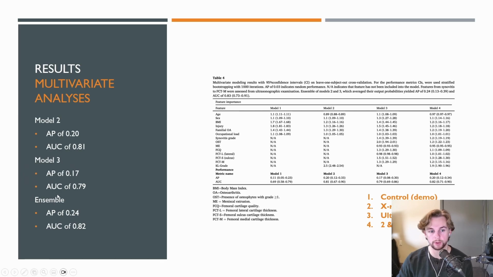And then the ensemble of models 2 and 3, so the model built of X-ray plus patient characteristics, and the third one, ultrasound plus patient characteristics, were both averaged into one model, which was the 4th model. It had the highest area under the precision recall curve, and a ROC AUC, area under the curve, of 0.82.